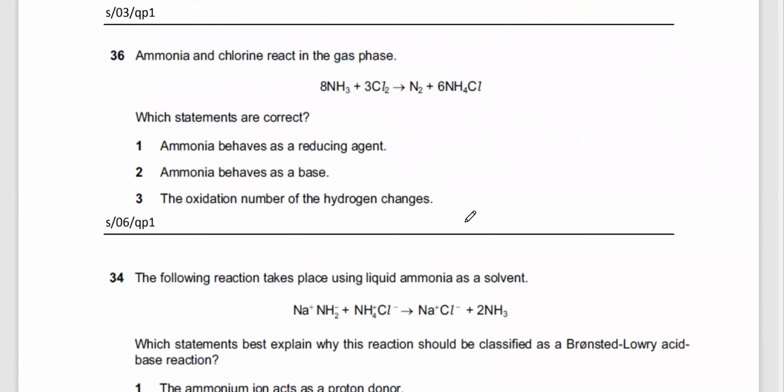Let's move to the next one. The next one is which statements are correct? Ammonia behaves as a reducing agent. So is it behaving as a reducing agent? The oxidation number of N in ammonia over here is -3. With H as +1, N would be -3, and over here N is 0. So is it getting reduced? No, it's getting oxidized. There's an increase in oxidation number that's happening, so definitely not reduced.